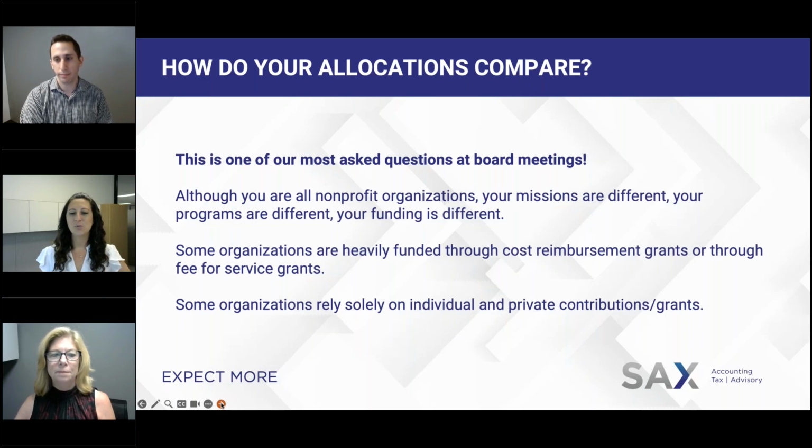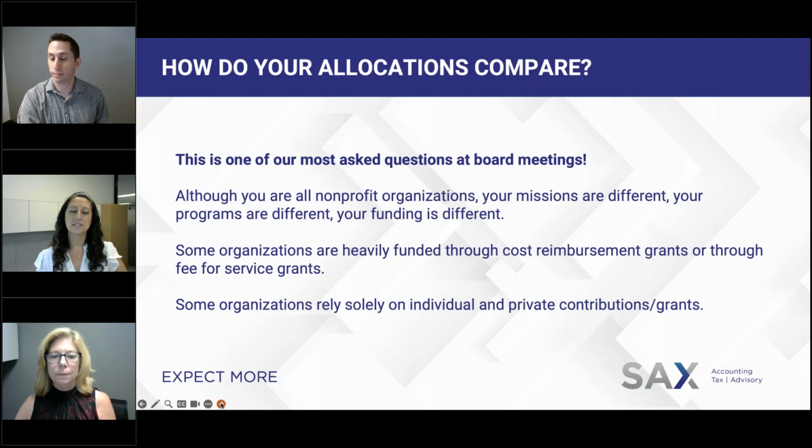And so this is one of our most highly asked questions. For every board meeting we go to, we present the functional expenses, we mention that it's an estimate, and it's always asked, how do we compare? Because I guess as auditors, we see the numbers a lot for a lot of different organizations. And so although you are all nonprofit organizations, your missions are very different, your programs are all very different, and your funding is very different.